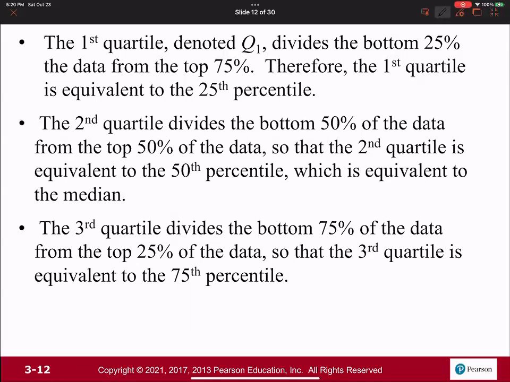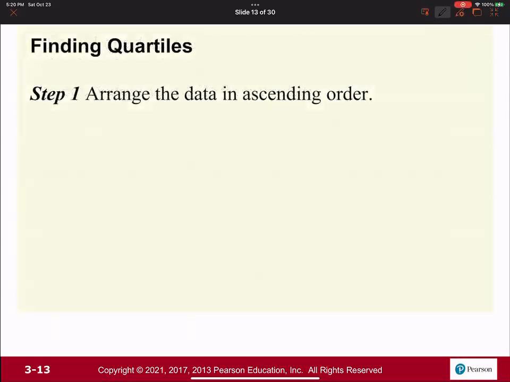And the third quartile divides the bottom 75% from the top 25%. So that one's the third quartile. That one's equivalent to the 75th percentile, or P sub 75.